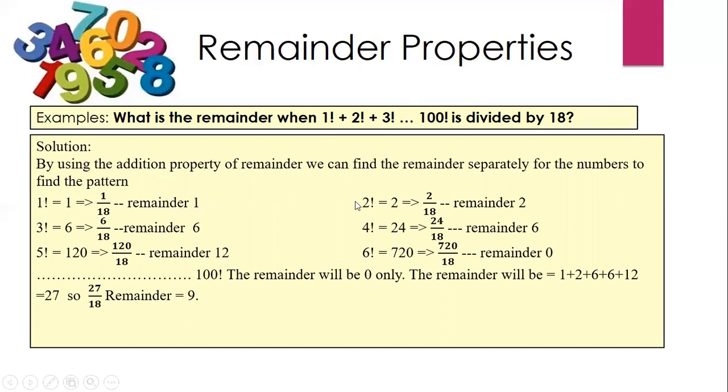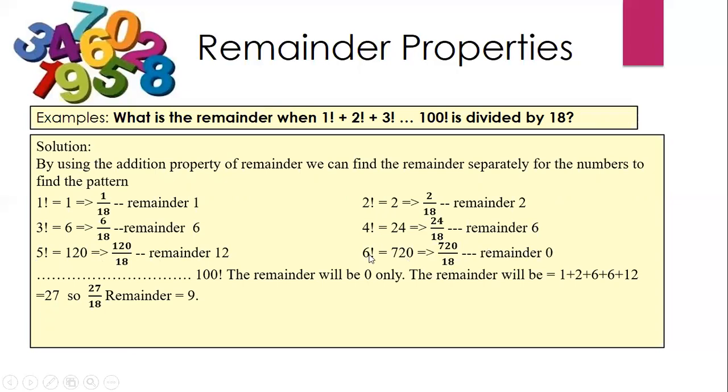1 when divided by 18, the remainder is 1. Next, 2 factorial is 2. 2 when divided by 18, the remainder is 2. 3 factorial is 6. 6 when divided by 18, the remainder is 6. 4 factorial is 24. 24 when divided by 18, again the remainder is 6. 5 factorial is 120. 120 when divided by 18, the remainder is 12. 6 factorial is 720. 720 when divided by 18, the remainder is 0.